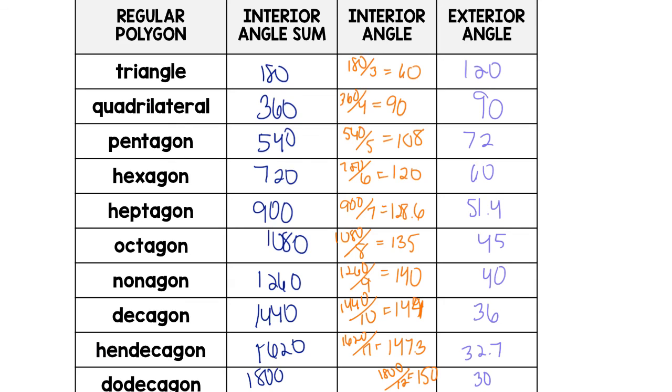These are how many sides they have: 3, 4, 5, 6, 7, 8, 9, 10, 11, and 12. This is pretty straightforward. I hope it makes sense to you.